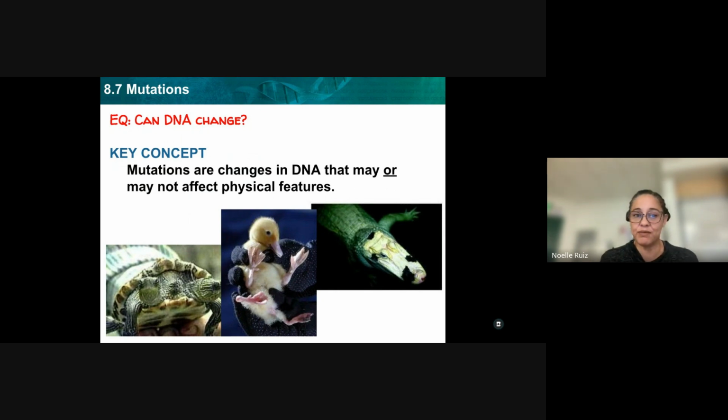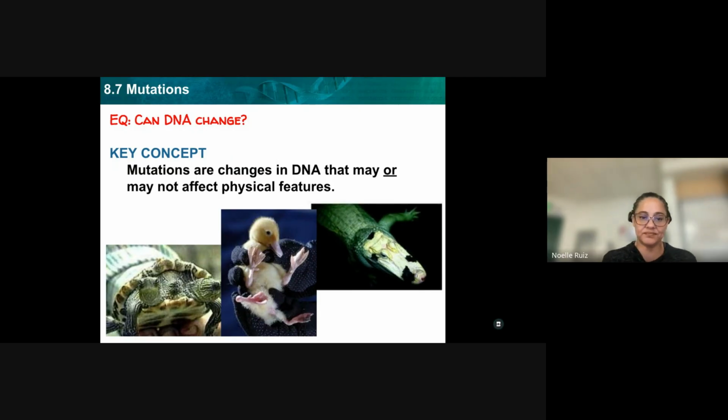So 8.7 is about mutations. Our essential question is, can DNA change? The answer is yes, of course it can. Mutations are changes in DNA that may or may not affect physical features.